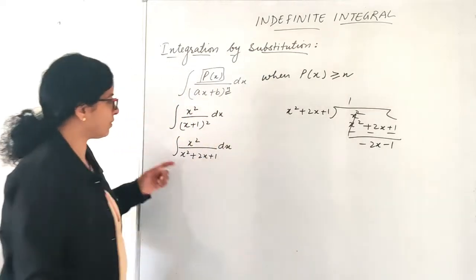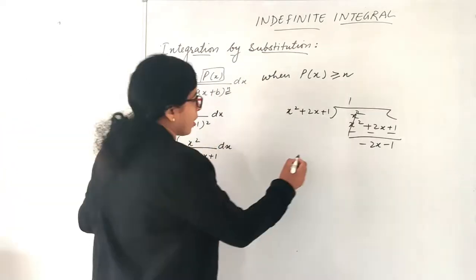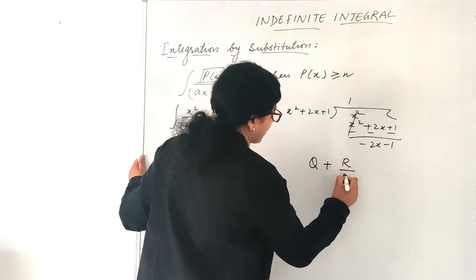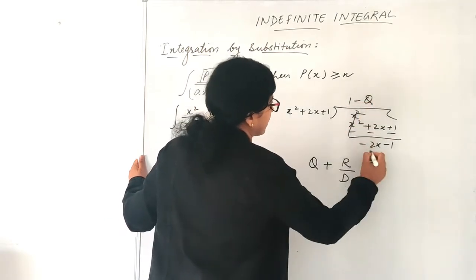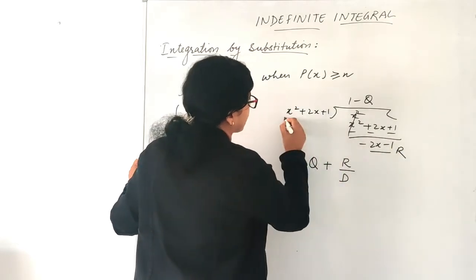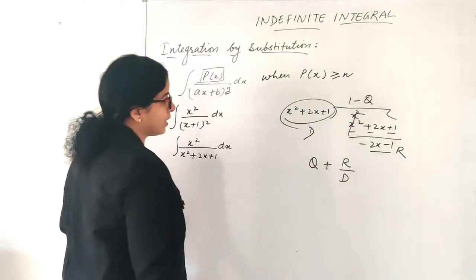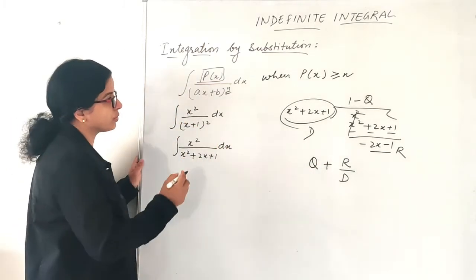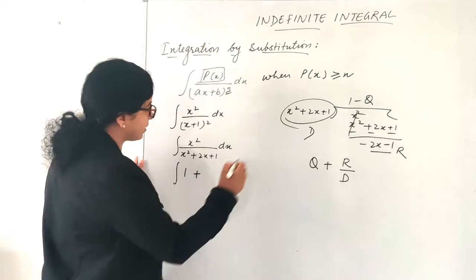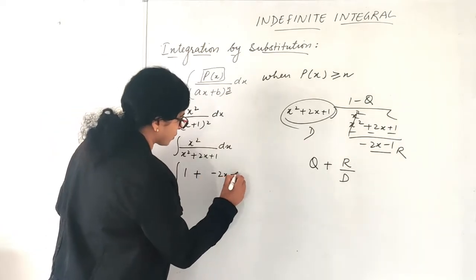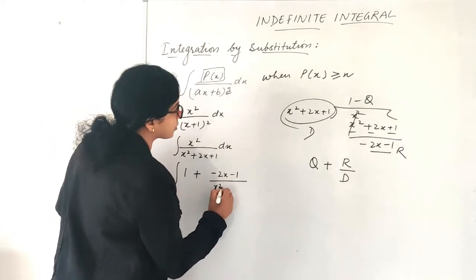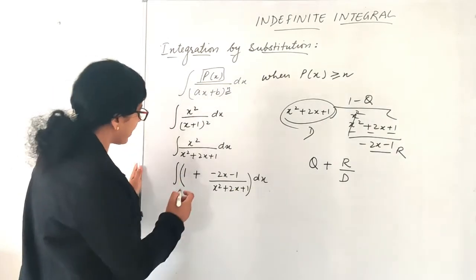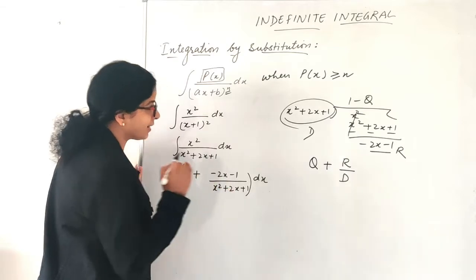okay? Now we will substitute over here. So always what we write? Quotient plus remainder by divisor. This is my quotient, this is my remainder, and this is my divisor, okay? So quotient plus remainder by divisor. So what is q? q is 1 plus remainder is minus 2x minus 1 upon x square plus 2x plus 1 dx, right? Now I can separately integrate this part and this part, right?